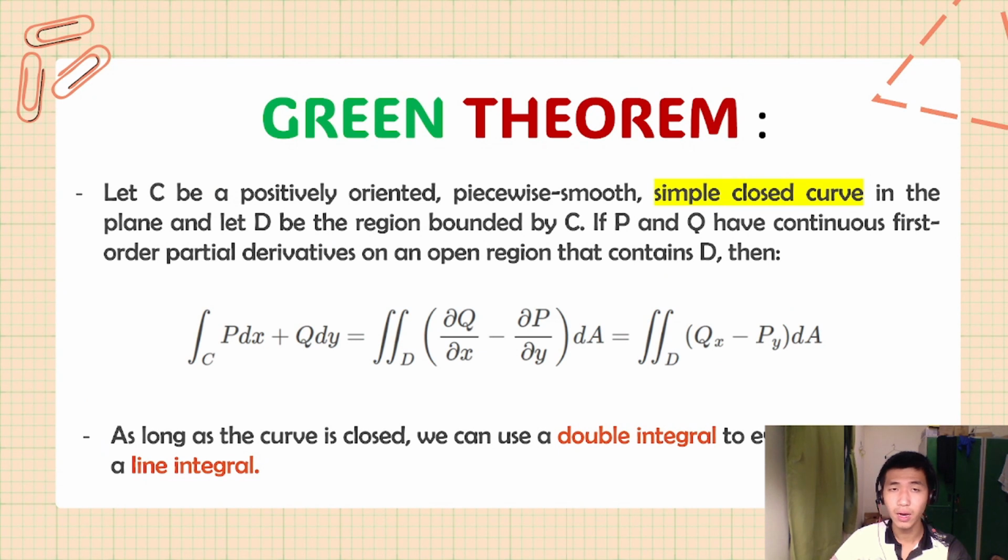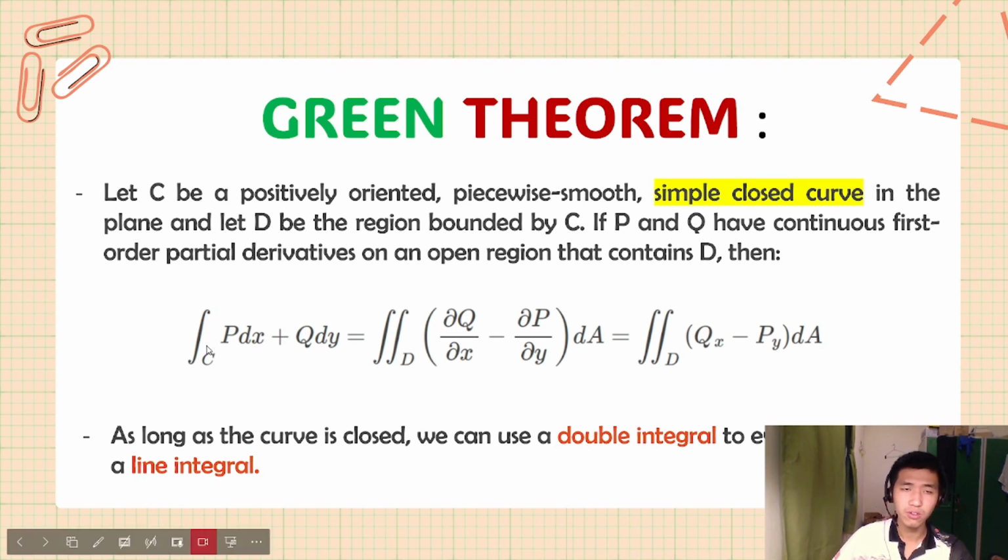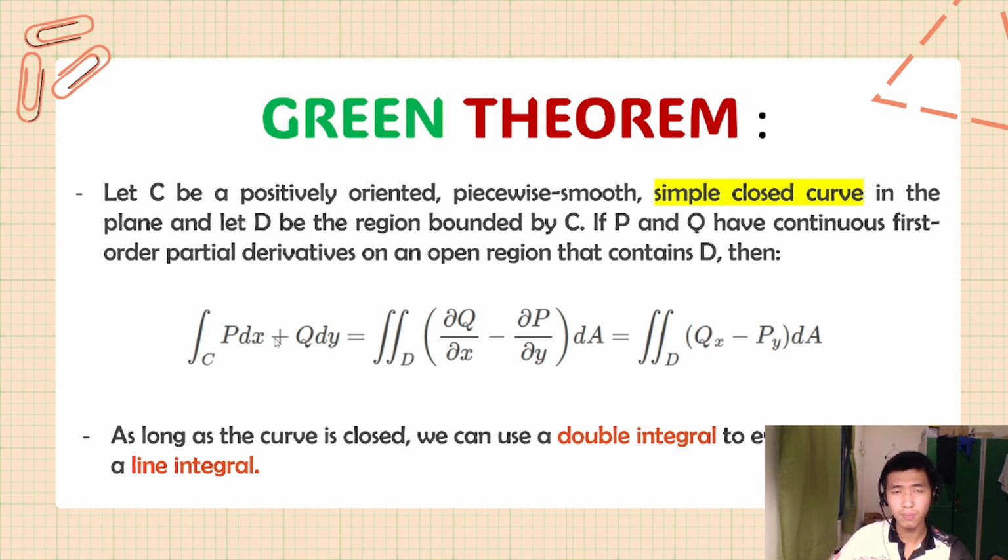Green's theorem. Let C be a positively oriented, piecewise smooth, simple closed curve in the plane, and let D be the region bounded by C. If P and Q have continuous first-order partial derivatives on an open region that contains D, then the line integral over C of P dx plus Q dy is equal to the double integral over region D of (del Q over del x minus del P over del y) dA, which equals the double integral over D of (differentiate Q with respect to x minus differentiate P with respect to y) dA. As long as the curve is closed, we can use a double integral to evaluate a line integral.